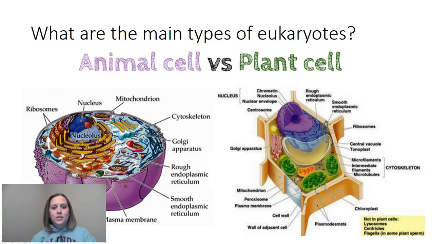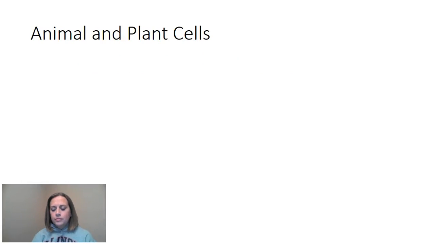So we're going to move on and talk about the main types of eukaryotes. We're going to be focusing on plant cells and animal cells. Here you've got two pretty classic diagrams. A couple big things to notice right off the bat is the general shape of the cell. Animal cells tend to look rounder, whereas plant cells, because they have that cell wall, are going to look a little bit more structured, almost a little bit more rigid.